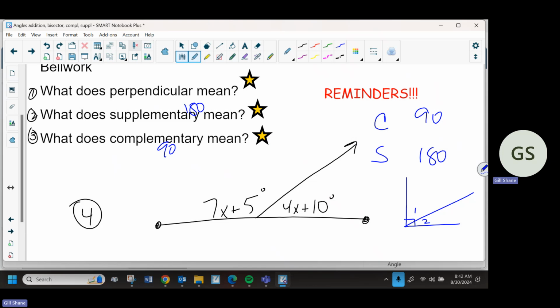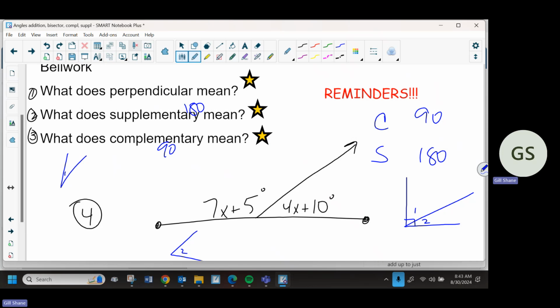Angle 1 and angle 2 are complementary angles. They would have to add up to 90. And just like supplementary, they don't have to be right next to each other. I could have angle 1 over here and angle 2 over there, and if I tell you they're complementary, they still add up to 90. They do not have to be next to each other. Just any two angles that add up to 90.